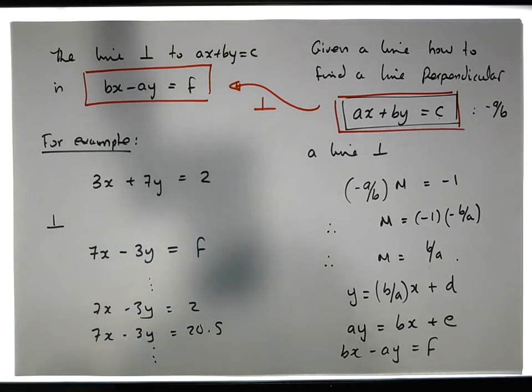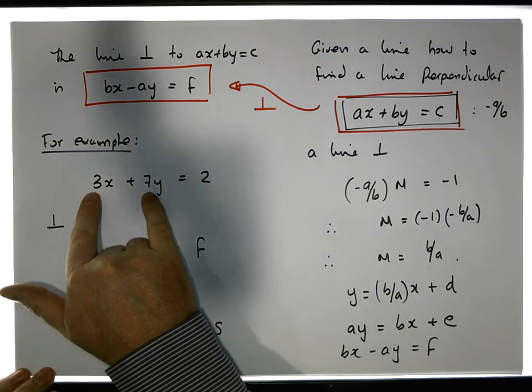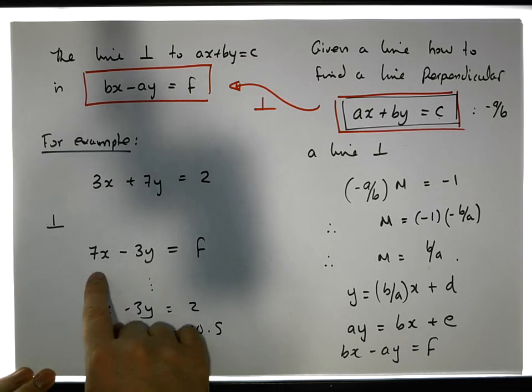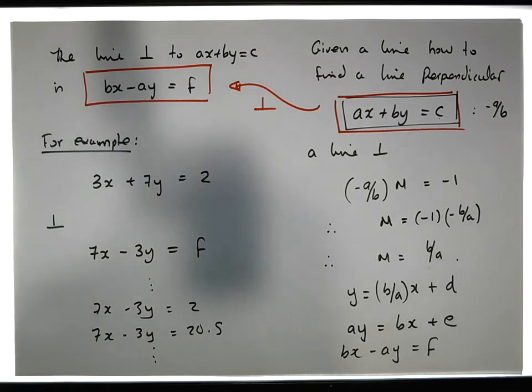And we had a nice little example here. All you do is flip the coefficients of the x and the y, and change the sign of the coefficient of the y, and that gives you a line that's perpendicular to the line that was given.